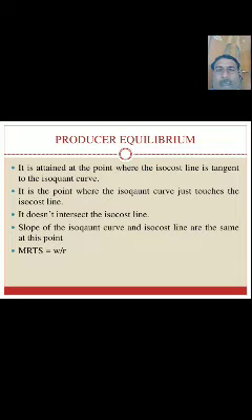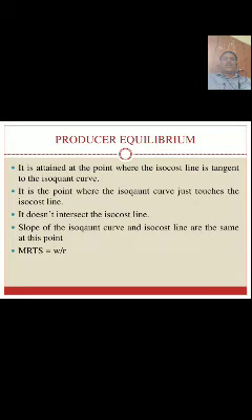Producer equilibrium is attained at the point where the isocost line is tangent to the isoquant curve. The isoquant curve and the isocost line are tangent at the point where the producer gets the equilibrium point, or maximum production, arising at the tangent point of both lines.